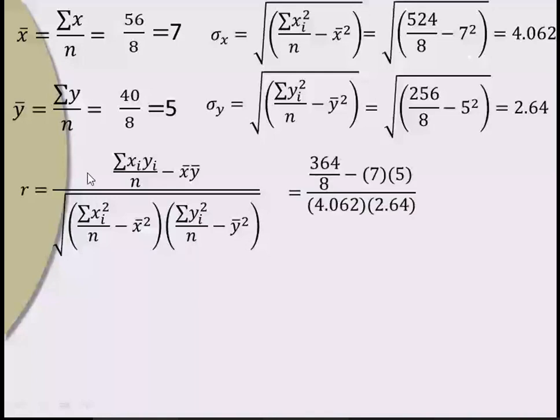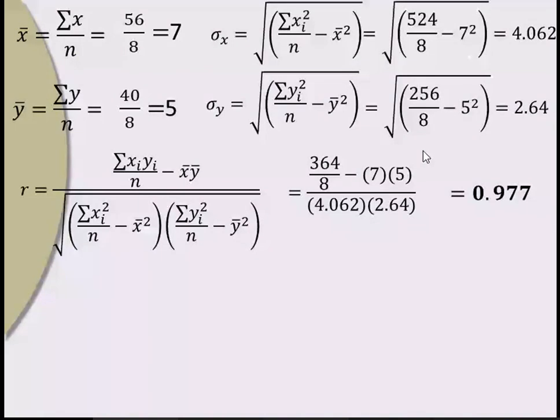X bar, y bar, take it as 7 and 5. Summation xy, take it from the table. So it will be 364 divided by 8 minus x bar 7 into y bar 5. The first term under the square root is sigma x, that is 4.062, which we have already calculated. The second term is sigma y, that is 2.64. Do the calculation, it will give us r as 0.977. It is less than 1, so it is correct, and there is a positive type of correlation.